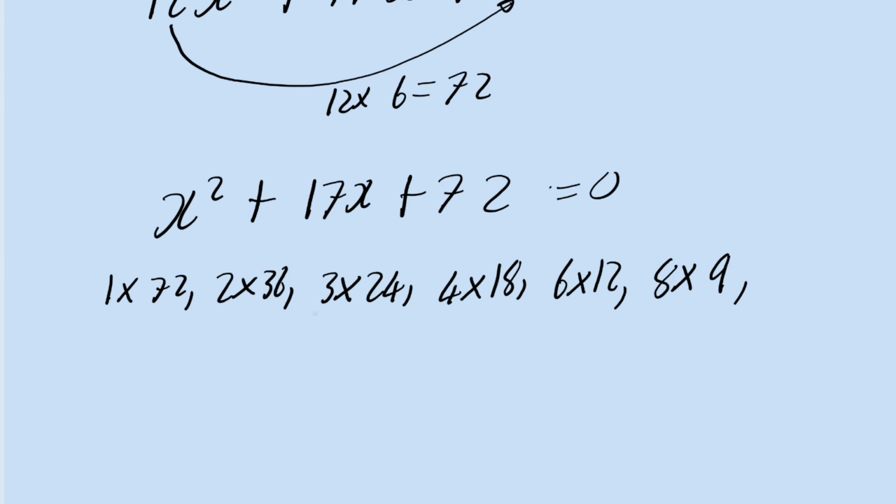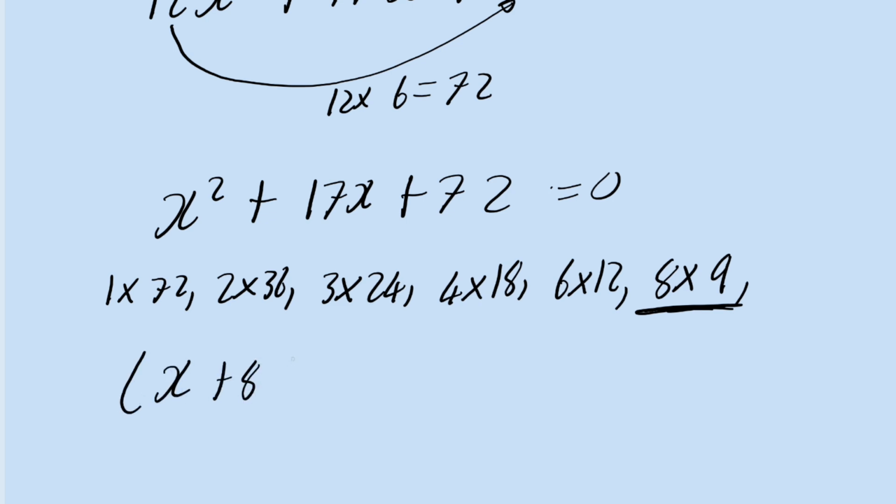We're looking for the values that give 17. There's no multiple of 7 that can multiply and give us 72. So if we look at it very well, you're going to see that 8 times 9 is 72. And if you see, 8 plus 9 gives us 17. So we're going to be using this. So our answer becomes x plus 8 bracket x plus 9.